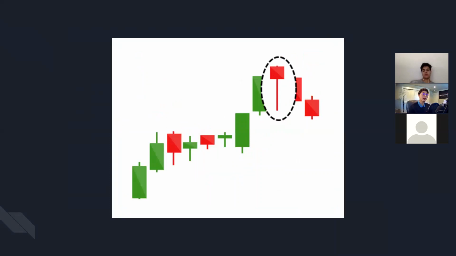So the next one looks like a hammer, except this time it's red. This appears after an uptrend. As you can see in the candlesticks after, it suggests that a downtrend may occur. So what does this mean? When you see the long stick under the red body, that shows that the closing price is actually not that close to the low during that time interval.